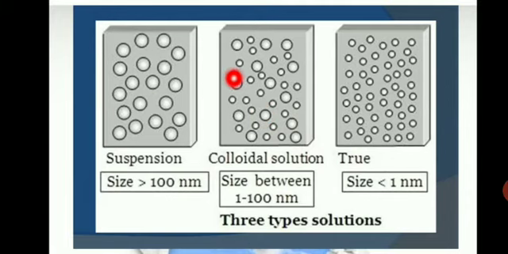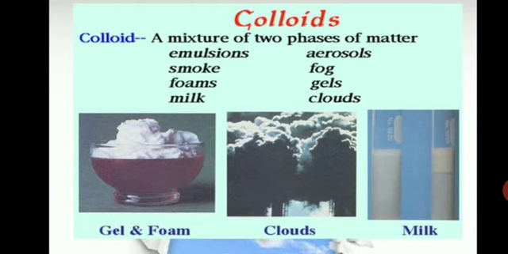Since the particles are intermediate, the size cannot be seen with our naked eye, but it is actually a heterogeneous mixture. So the mixture of colloids has two phases of matter. We know that a solution contains a solute and a solvent. When these two substances are mixed together, we get a solution.